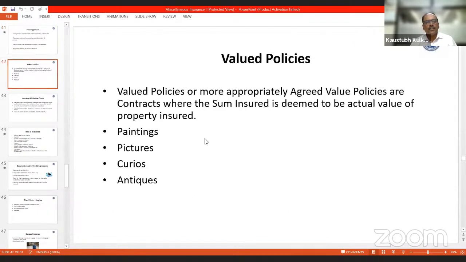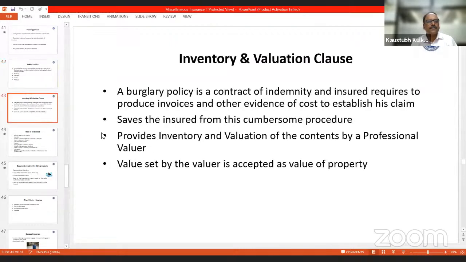Valued policies, in case of burglary: we have already discussed that certain properties will be excluded, like cash, jewelry, paintings, antiques. So these are not covered in our burglary policy. But if the insured and the insurer have agreed on certain terms, then these types of valued policies under the burglary clause can be issued. These will be issued for paintings, pictures, curios, antiques.